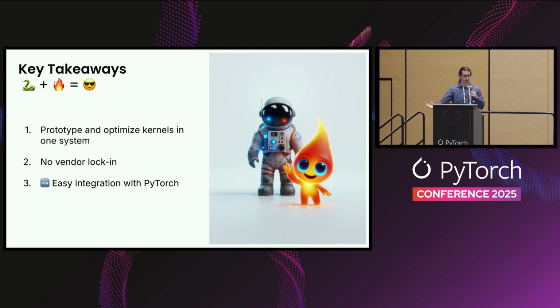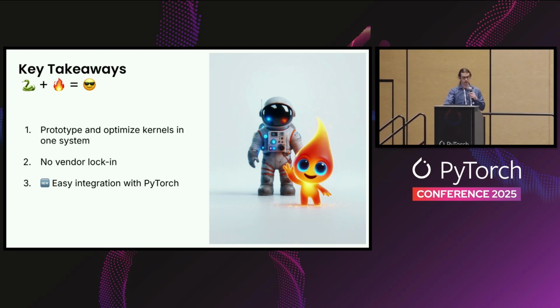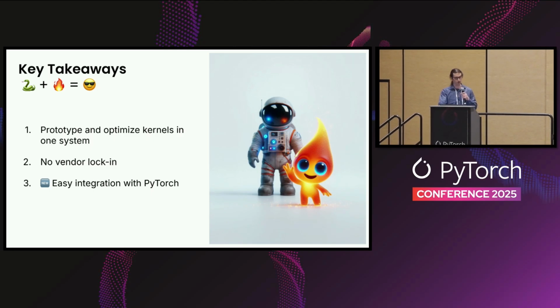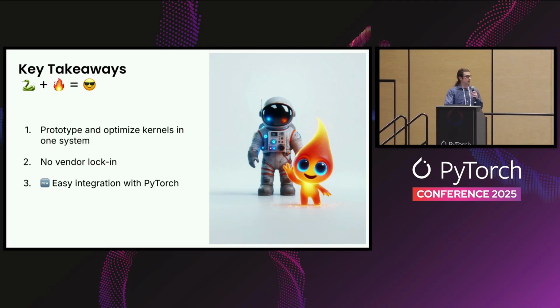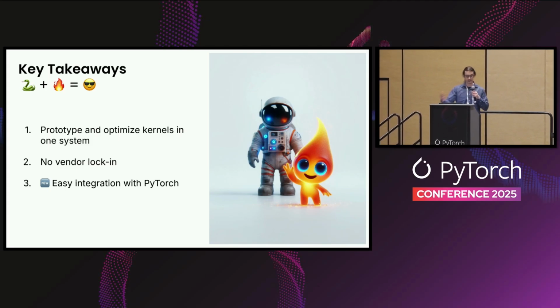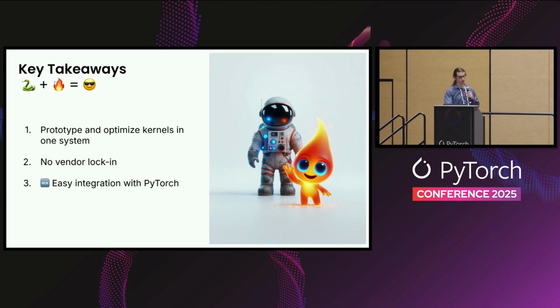High-level takeaways here: Mojo and MAX give you a single system where you can prototype and optimize kernels, without the usual transition of prototyping in something like Triton and transitioning to CUDA. You can do so without any vendor lock-in, and now we have an easy API to provide integration with PyTorch.